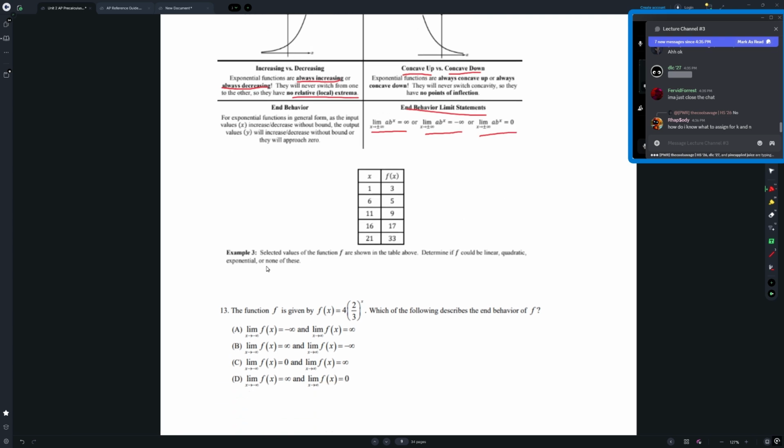So now, our first question. Select the values of the function f given in the table below. Determine if f could be linear, quadratic, exponential, or none of these. And I'll let you guys try this for like a minute.